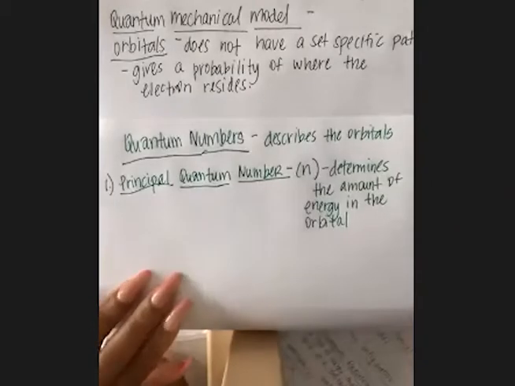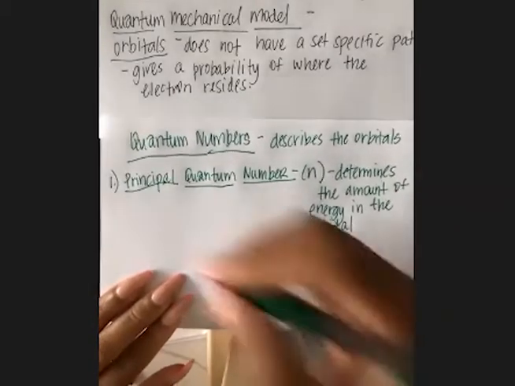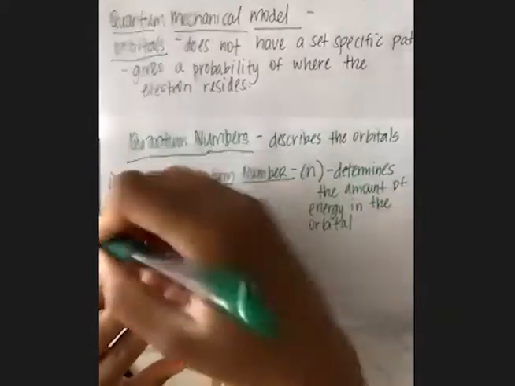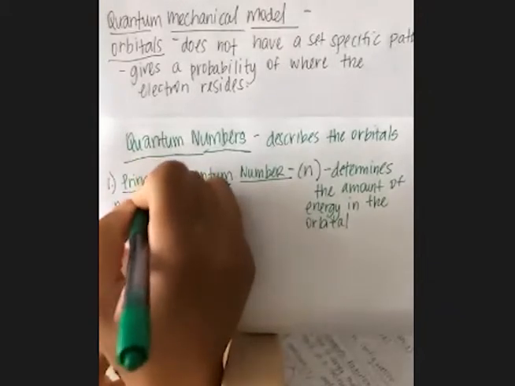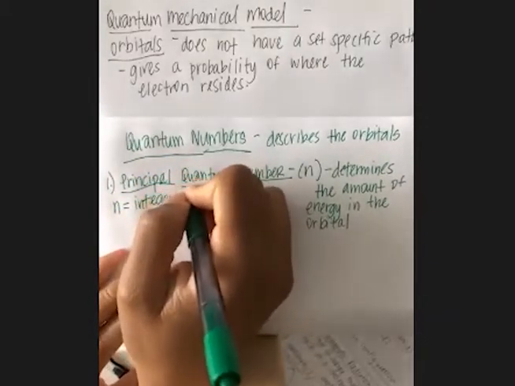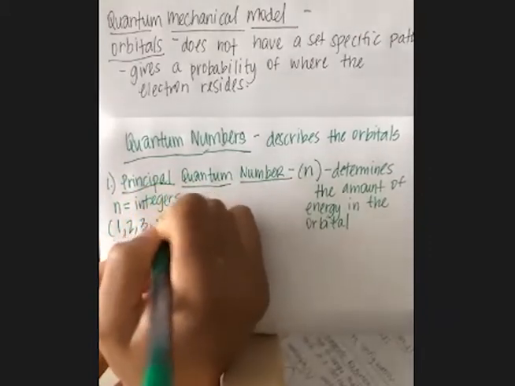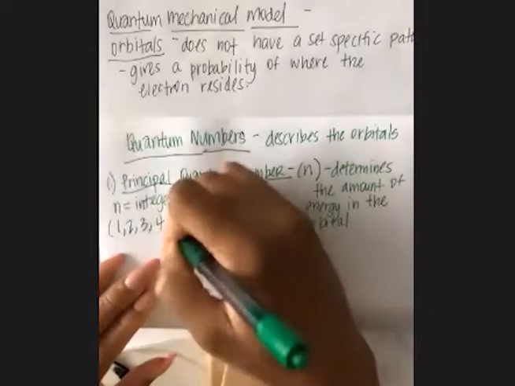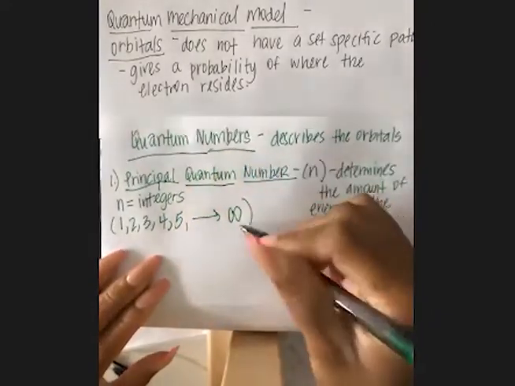So when we talk about the principal quantum number, first of all, we describe it by the letter n. n can be equal to any integer. Basically 1 through infinity. So 1, 2, 3, 4, 5, all the way to infinity. That symbol represents infinity.